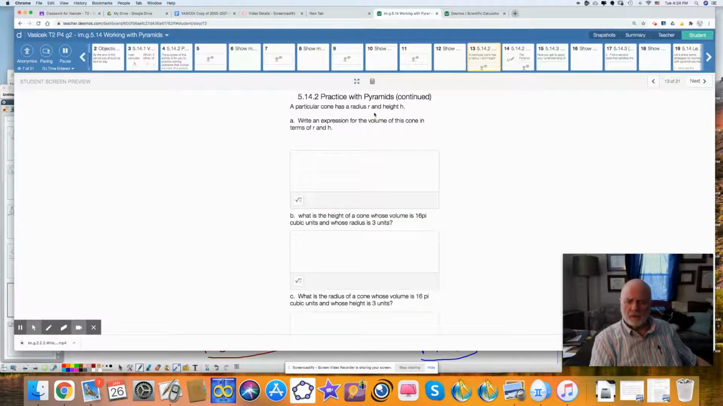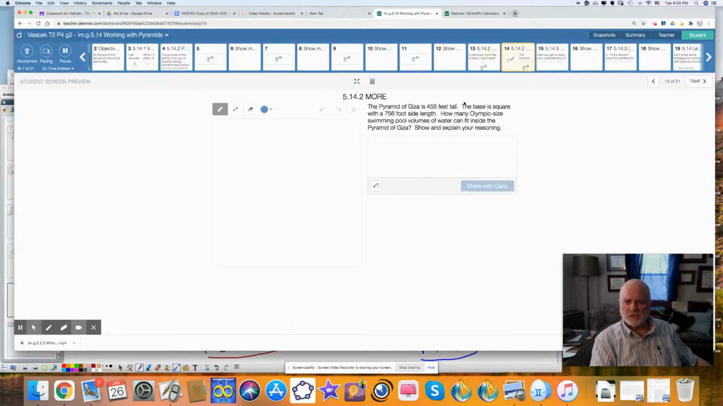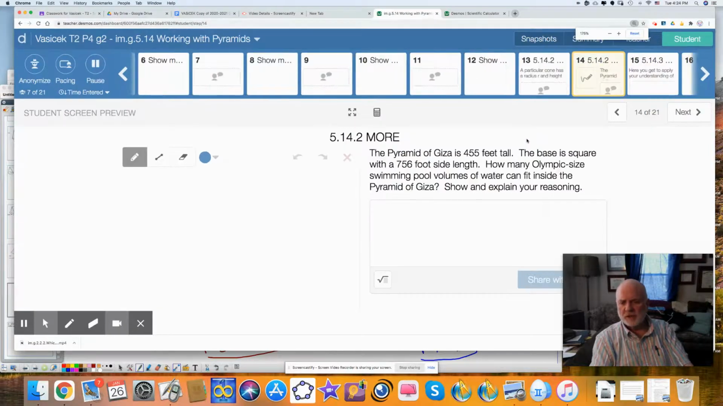Here we have one in particular. Let's see, did we just do this one? I don't know. Yeah, just did this question. So this next one, the pyramid in Giza. I don't know if you can see this or not. It is 455 feet tall. The base is a square of 756 per side. How many Olympic-sized swimming pool volumes of water can fit inside the pyramid of Giza?